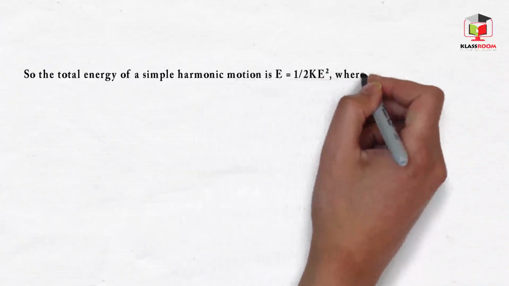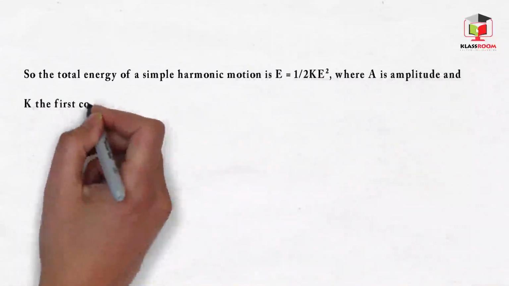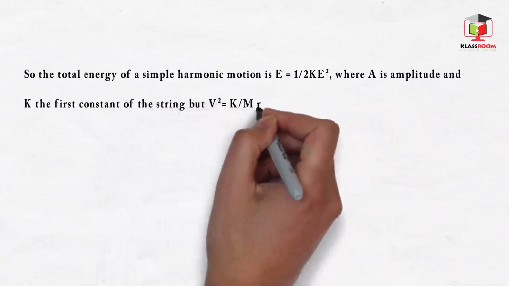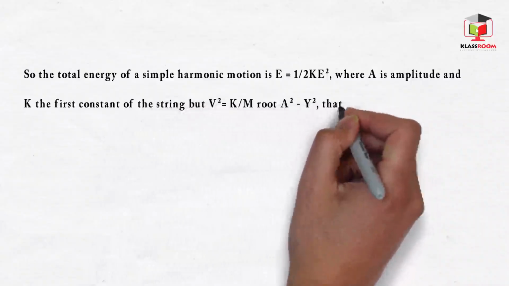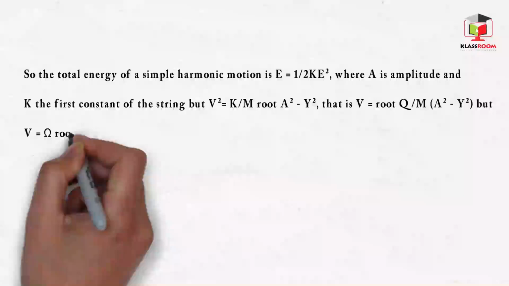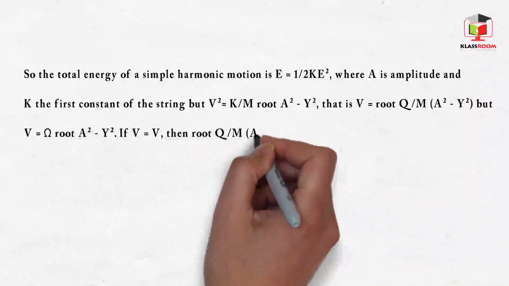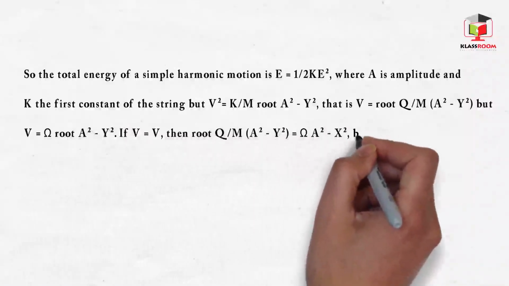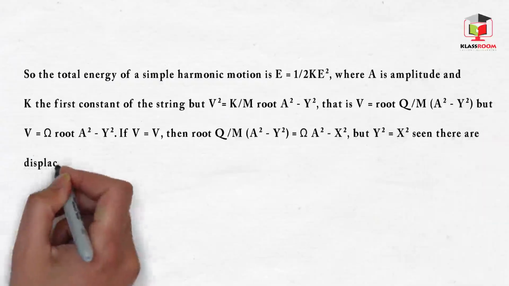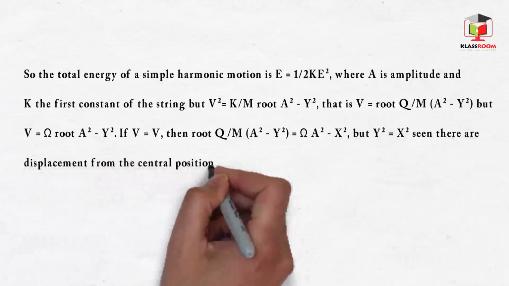But v squared is equal to K over m times A squared minus y squared. That is v equals root K over m, open bracket A squared minus y squared. But v equals omega root A squared minus y squared. If v is equal to v, then root K over m, open bracket A squared minus y squared close, equals omega root A squared minus x squared. But y squared is equal to x squared, since they are displacement from the central position. So omega equals root K over m.